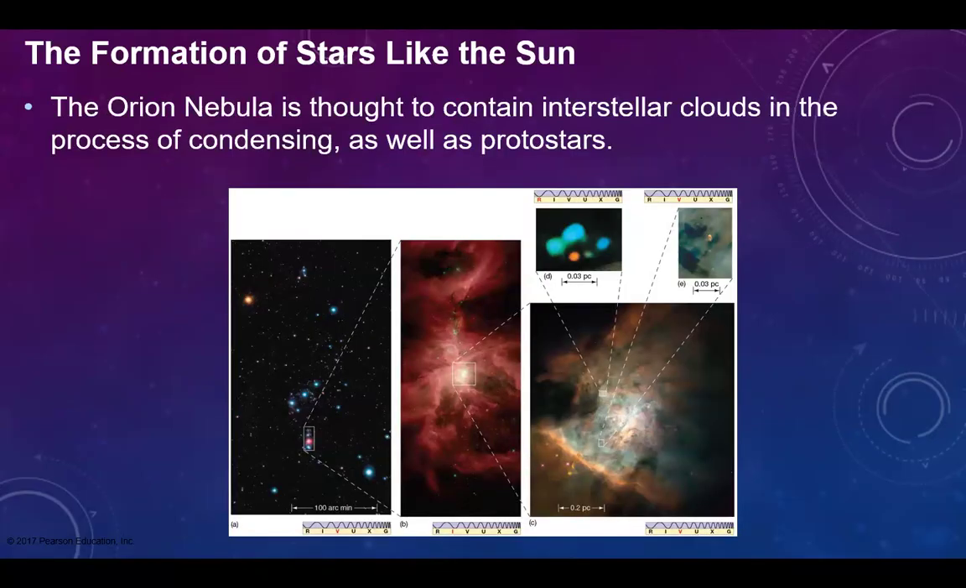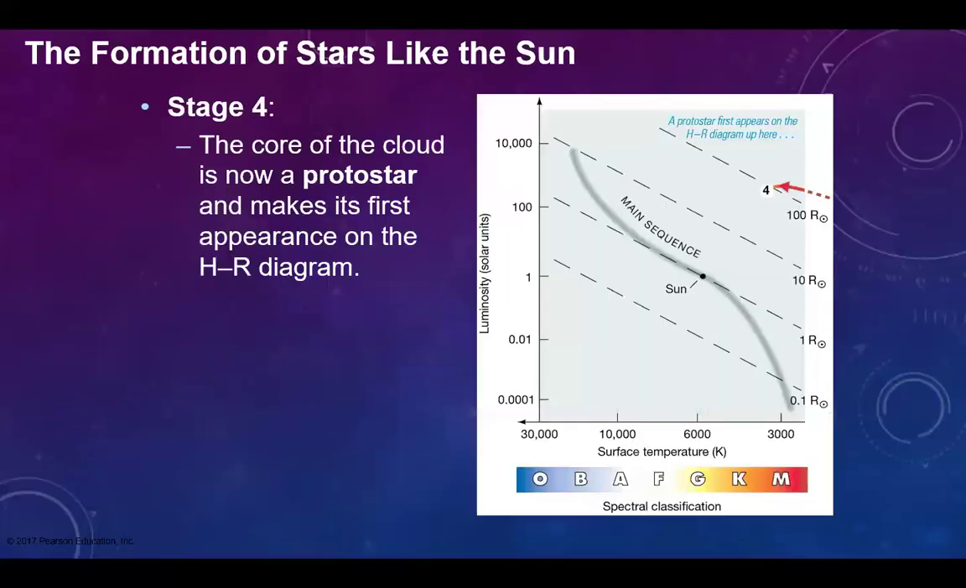So here we can see the Orion Nebula, which is thought to contain interstellar clouds in the process of condensing, as well as protostars. So here are interstellar clouds that are currently, we think, condensing, and here are some protostars. So once you get this hot ball of gas, this is a protostar. So the core of the cloud becomes a protostar, and it makes its first appearance on the HR diagram.